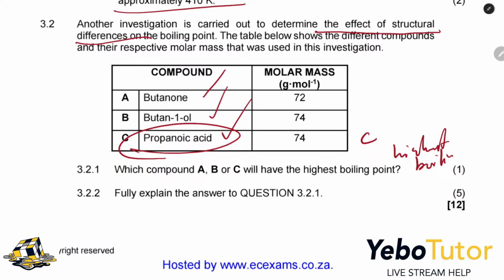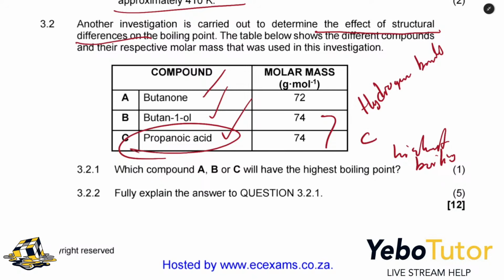Okay, highest boiling point. Now fully explain that for 5 marks, because definitely, guys, we can literally say that of the types of intermolecular forces in A, and also we can see that compound B and compound C, these two compounds, have hydrogen bonds. So compound B and compound C have hydrogen bonds. Now if we compare the strength, the propanoic acid has the greater strength in terms of its intermolecular forces, which means it will need more energy to overcome those hydrogen bonds. So that's why it's going to have the highest boiling point, as you can see.